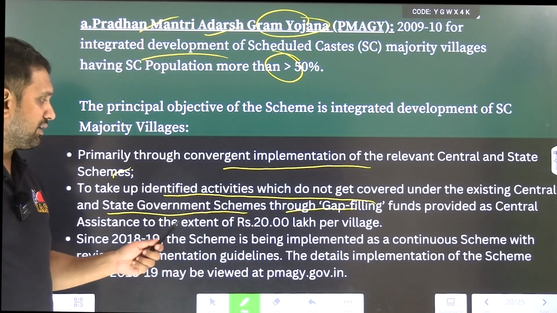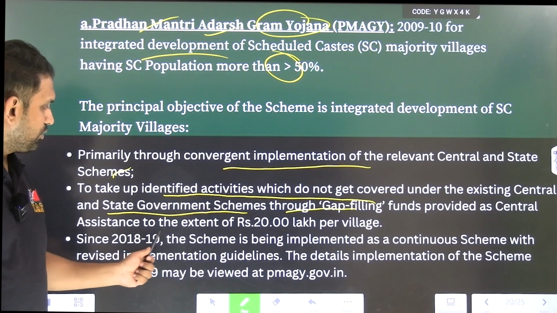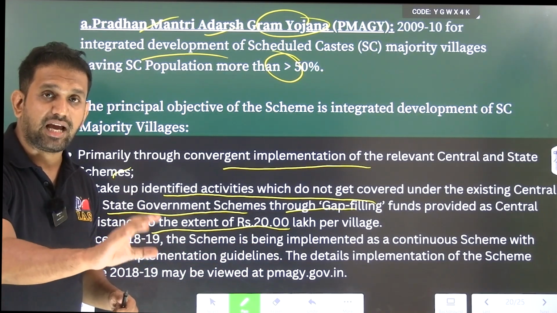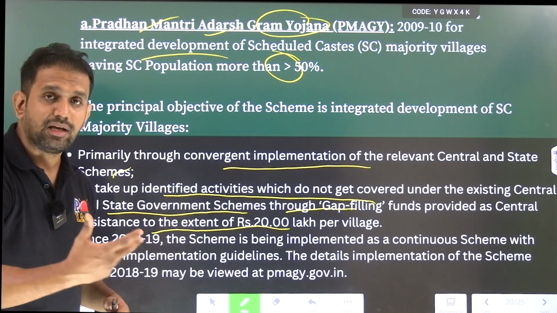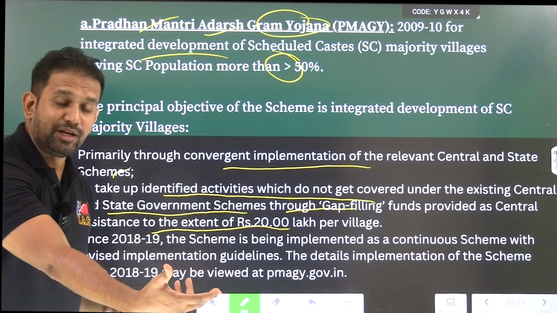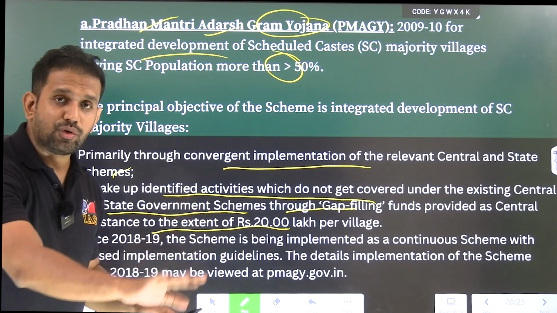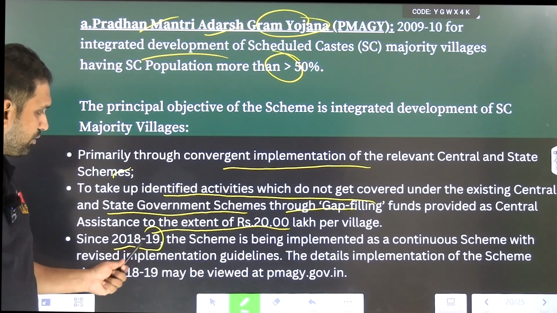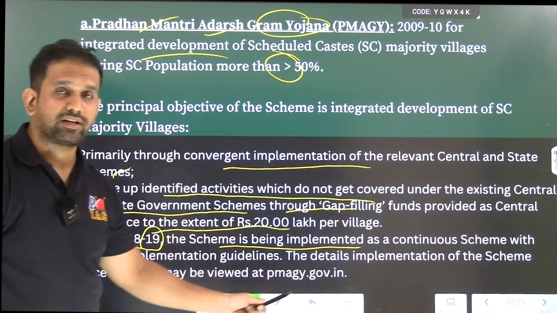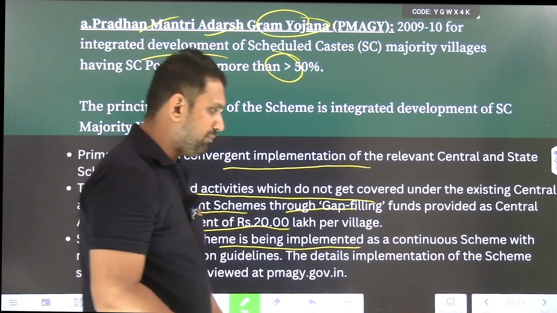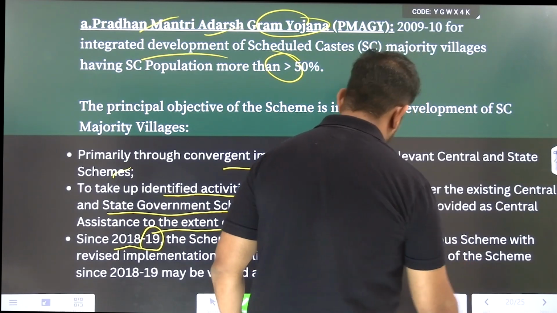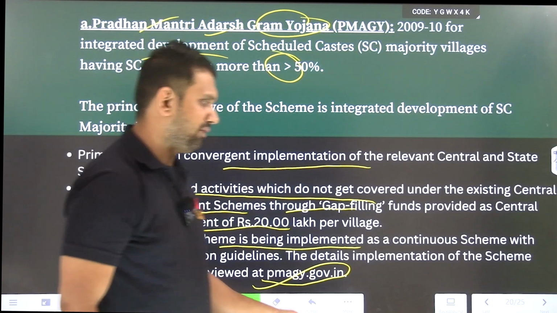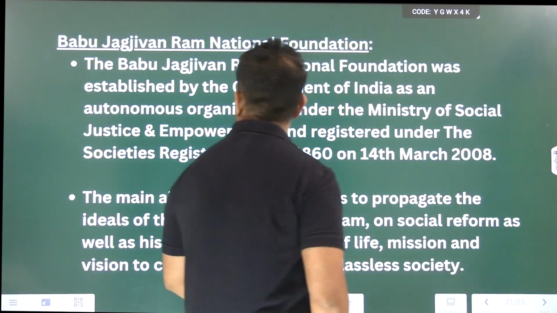Funds will be provided by the central government to the extent of 20 lakh per village. For a village which is having more than 50% SC population, the central government will give money to the state government, up to 20 lakh, to take care of the development of the village. Since 2018-19, the scheme is being implemented as a continuous scheme and has never been removed. More details are there, what kind of works, etc. This Adarsh Gram Yojana is given on the website itself.